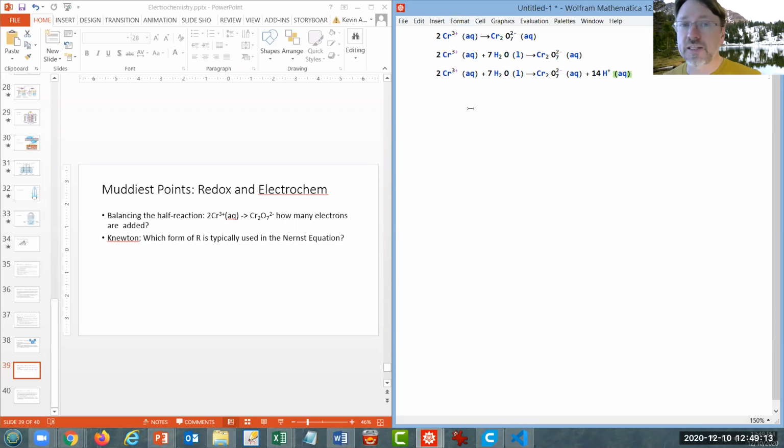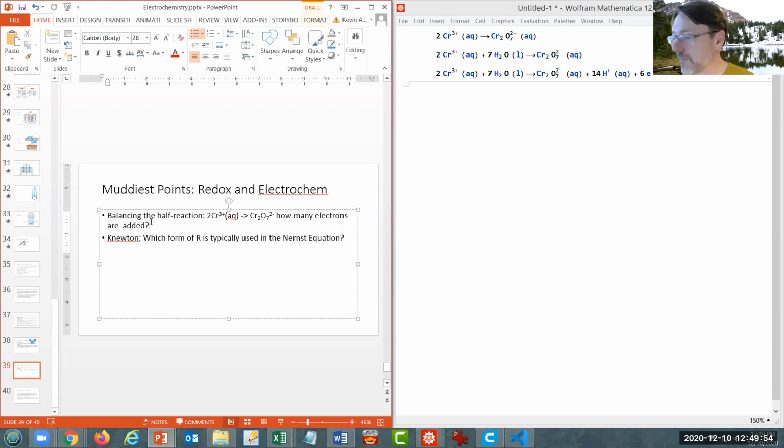Now we balance the charge. So on the left, we currently have 2 times 3, or plus 6, on the left. On the right, we have a negative 2 and a plus 14 for a total of plus 12 on the right, which means that we would need to add 6 electrons to the right to bring that down to a plus 6. So the final balanced half reaction would be plus 6 electrons. And so the answer to that question is that the number of electrons that's added is 6.